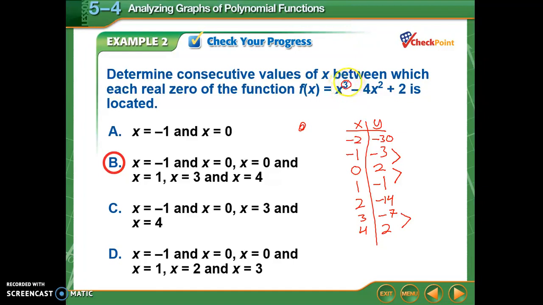Since this is a cubic function, I know the maximum number of real zeros I can have is 3, and here I have 3. So that means that my actual zero, the actual x-intercept, is between x equals 0 and 1, which is what it says here, and between x equals 3 and x equals 4, which would happen right here.